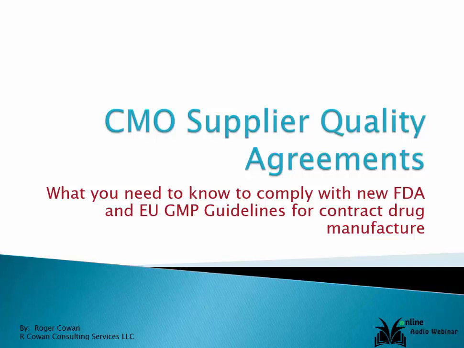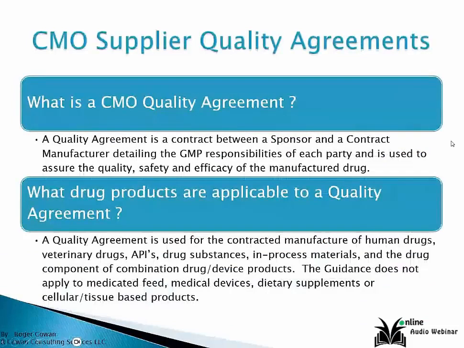So we're going to start off with some basic questions here. First one is pretty basic. What is a CMO quality agreement? Well, a quality agreement is a contract between a sponsor and a contract manufacturer which details the GMP responsibilities of each party. It's also used to assure the quality, safety, and efficacy of the manufactured drug.